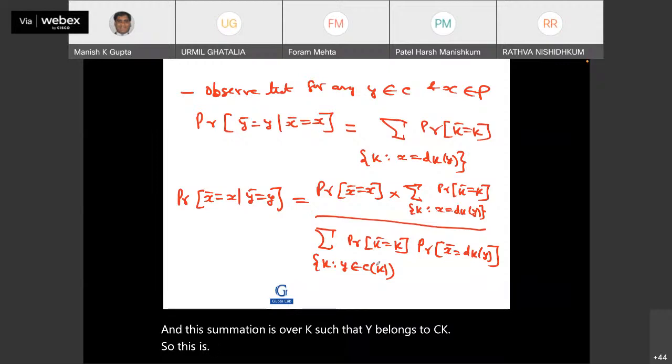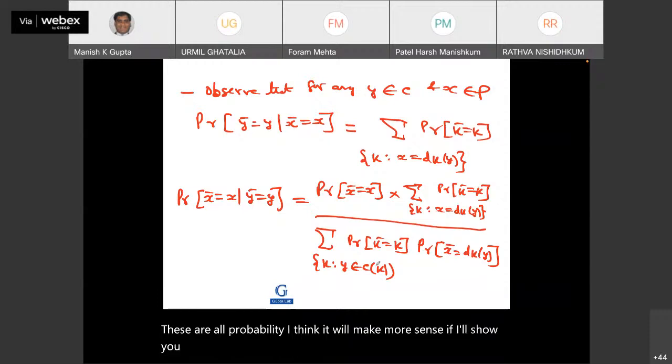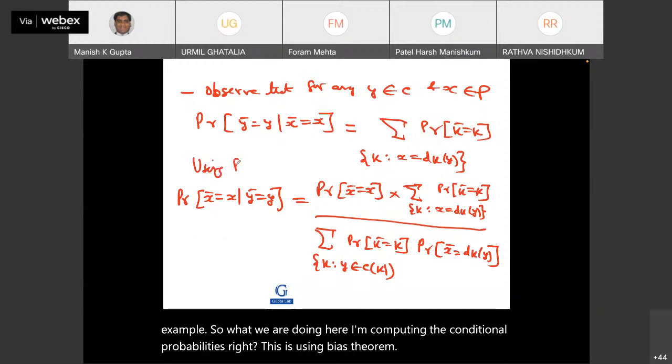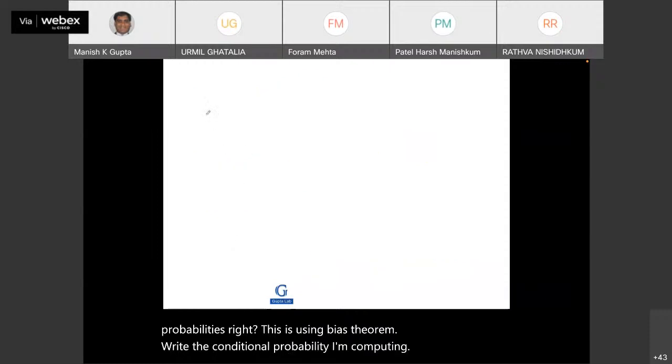Okay, these are all probabilities. I think it will make more sense if I show you an example. So that will make more sense. Let us talk about an example. What we are doing here is computing the conditional probabilities, right? This is using Bayes theorem. Right, the conditional probability I am computing. So let us look at an example.